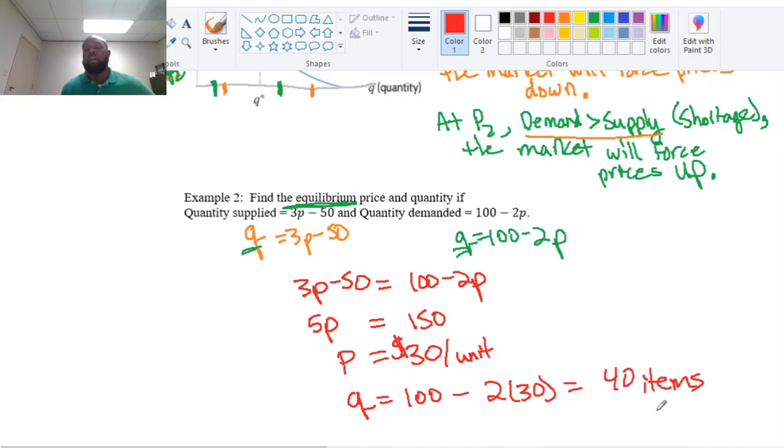items. Our units are products, right? So my equilibrium price and quantity is going to be $30 per unit for the price, and I need to have 40 units to be on display or to be sold.